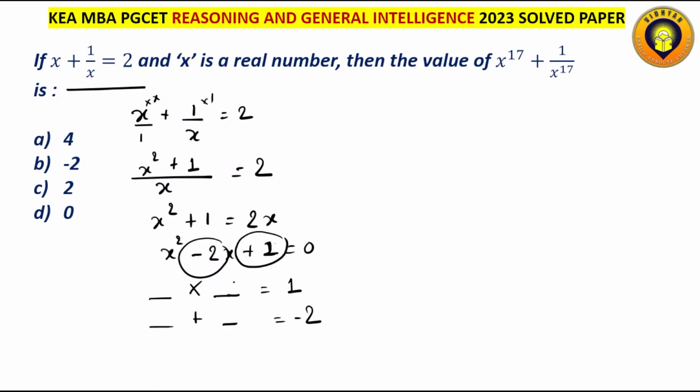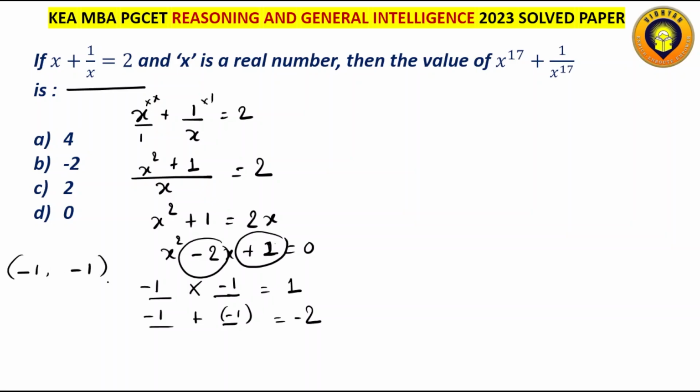So which are those two numbers? Those two numbers are minus 1 and minus 1. Minus 1 into minus 1 is plus 1. Minus 1 plus minus 1 is minus 2 only. Okay. So therefore, the two numbers are minus 1 and minus 1.